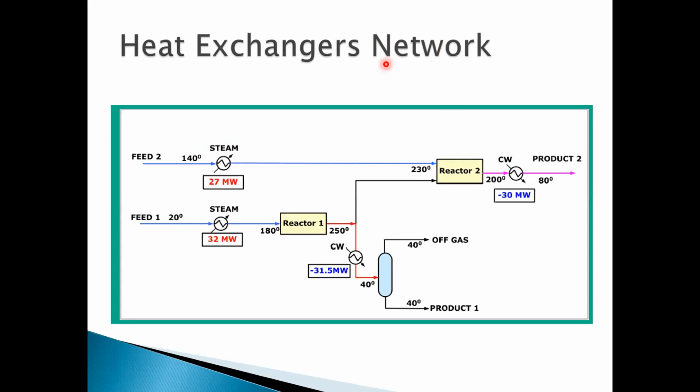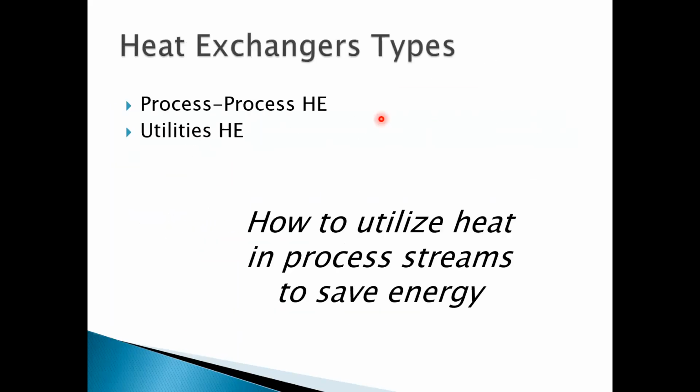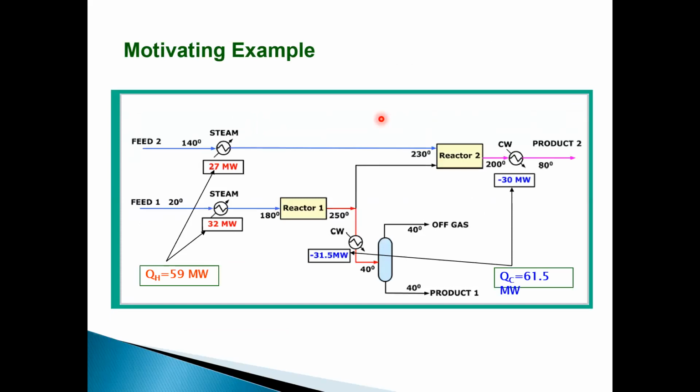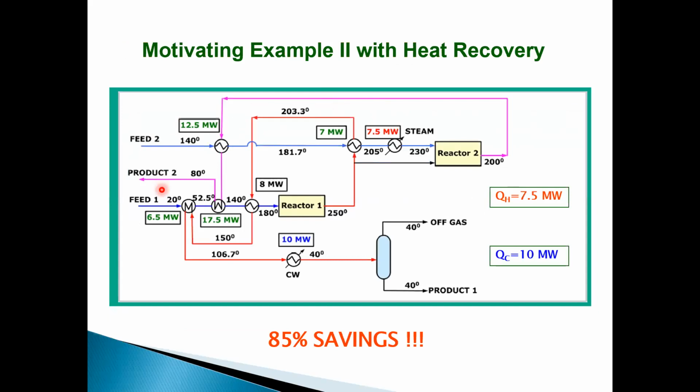So let's integrate the heat and see if we get better utilities requirements, if we have lower utilities requirements. If we integrate this system, we will get the following network, which is very interesting. This is complicated, I'll come to it later on, but we are able to reduce the utilities by 85%.